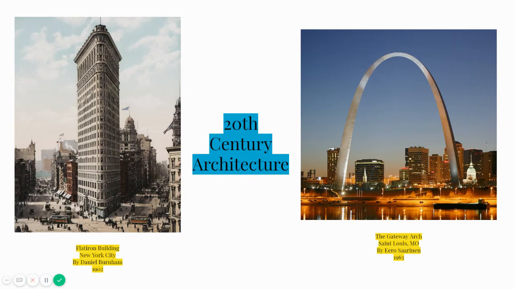Here, Grant gave us some examples of 20th century architecture or modern architecture. He gave us the Flatiron Building in New York, and then also the Gateway Arch. A lot of us wouldn't consider that architecture, but it is. And it's both architecture and sculpture, I think. It's a very unique piece. But these are both examples of that modern architecture.